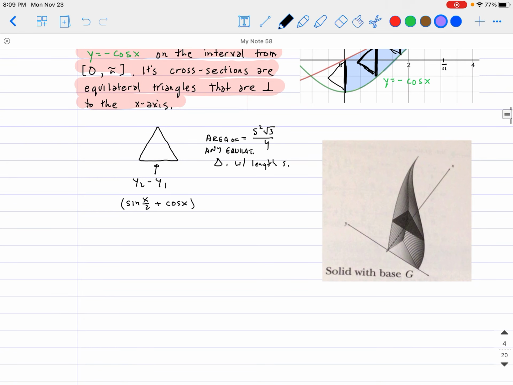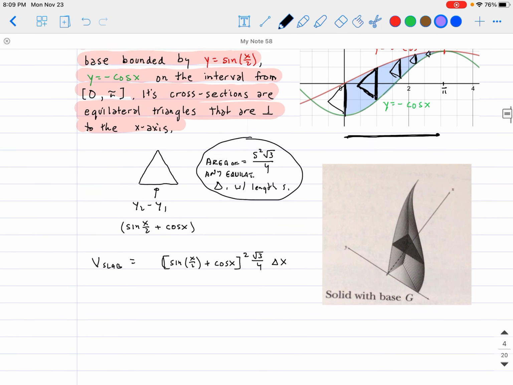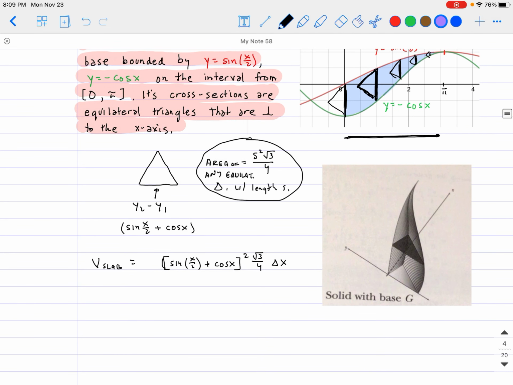And now we're going to throw that into our area equation. So the volume of the slab is going to be equal to sine of x over 2 plus cosine of x, and that's my s part, so that's squared, multiplied by root 3 over 4. The thickness, if you can see, my stacks are all horizontal, going from left to right, so it's going to be delta x. So that's going to be the volume of any one of those equilateral triangles.